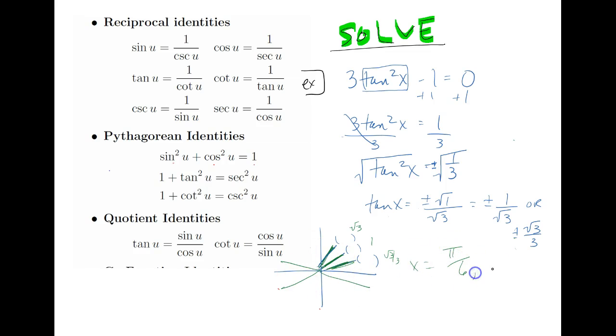Pi over 6. The next quadrant, 5 pi over 6. Then down there, 7 pi over 6. And lastly, 11 pi over 6. So yes, there are 4 answers to this problem, and that's how it's going to go.